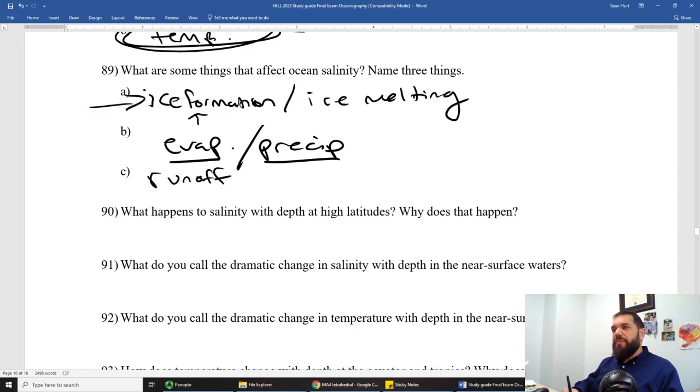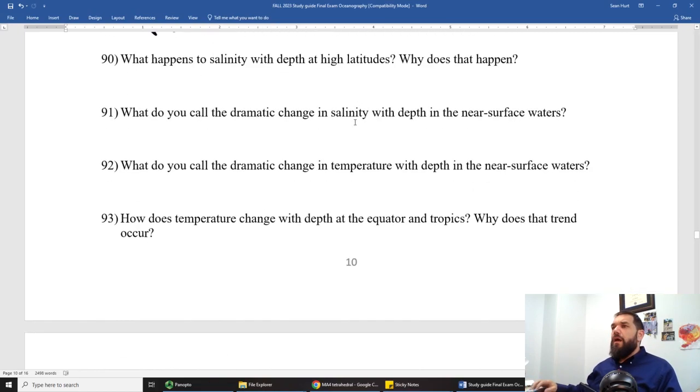So you have these two pairs of processes that go with each other, and then you have runoff. Runoff only makes the ocean less salty. Where you have streams coming into the ocean locally, it makes it less salty, because you just have this big influx of fresh water, or relatively fresh water. Depends which river you're talking about, but for the most part, it's fresh water.